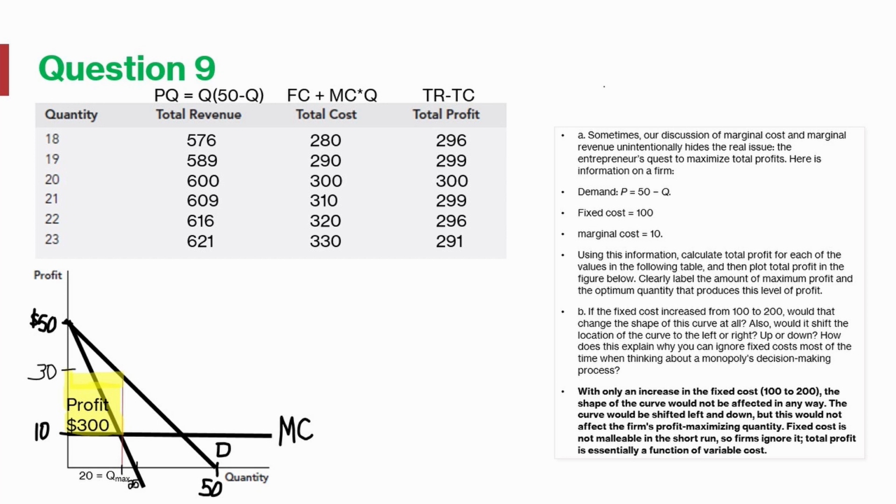Fixed costs increase from 100 to 200. Does that change the shape? No. Does it shift the location? Yes. It shifts it left and down because demand decreases as the cost increases. So how does this explain why you can ignore fixed costs most of the time? It's because fixed cost is not changeable. There's nothing I can do about it in the short run, so it's not included when you're calculating total profit. The total profit would be maximized at the same quantity no matter the fixed cost.